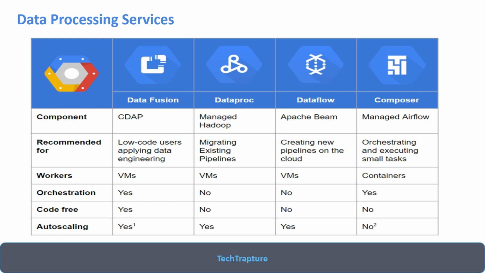And Composer is managed Airflow on Google Cloud, used to orchestrate and execute small tasks in a sequential manner. It also uses Kubernetes, so it runs on containers. If you're going for an exam or want to remember this for an interview, you can just go through this table, and it will help you understand in a shorter period of time. So I hope you now understand all the data processing services in Google Cloud. That's it for this video, and we'll see you again in the next video.